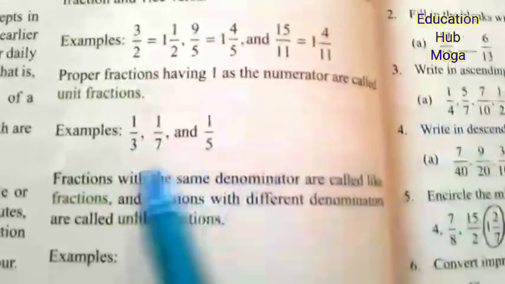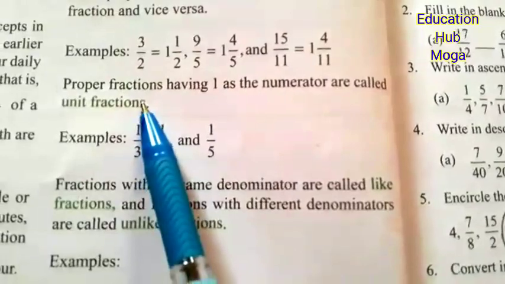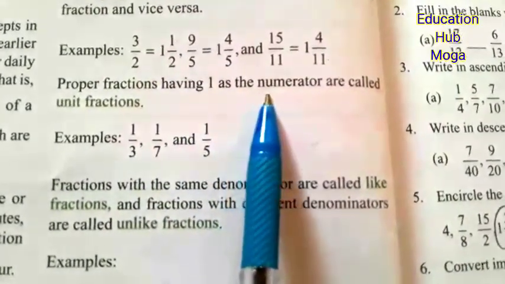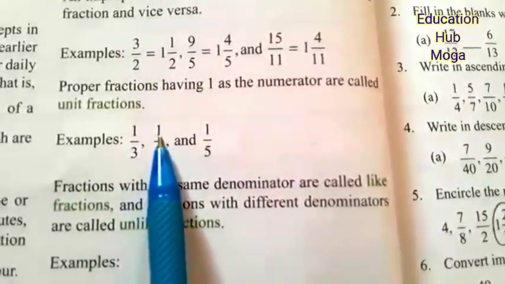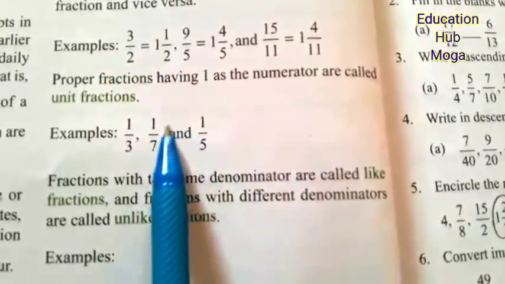Your next topic is unit fraction. What is a unit fraction? A proper fraction having 1 as the numerator. A unit fraction is one in which the numerator is 1. In these examples, 1/3, 1/7, 1/5, these are all unit fractions.